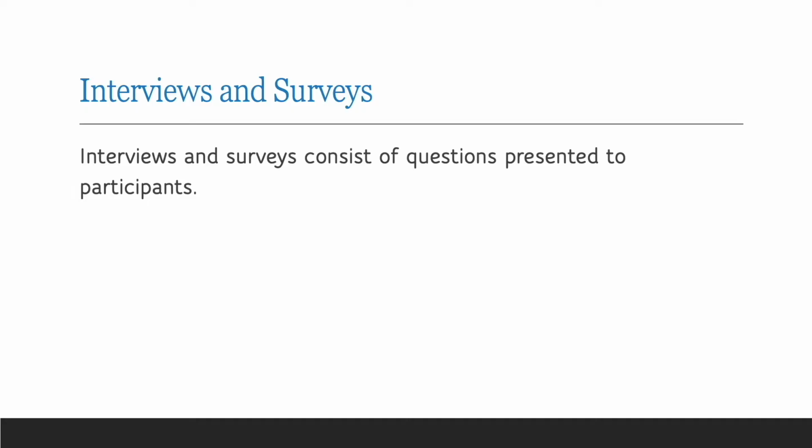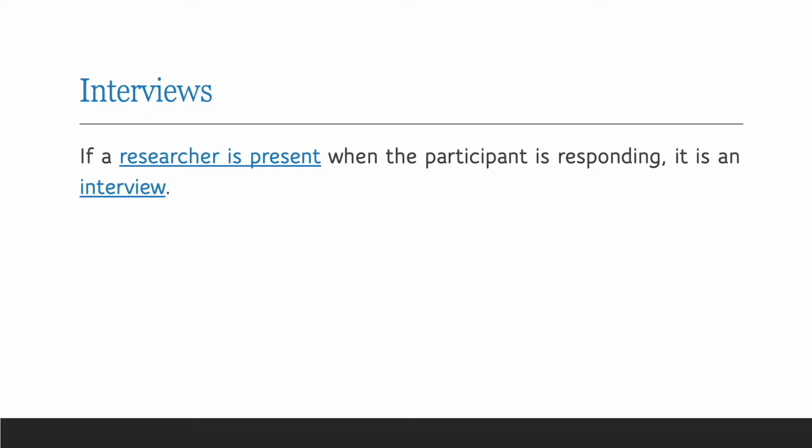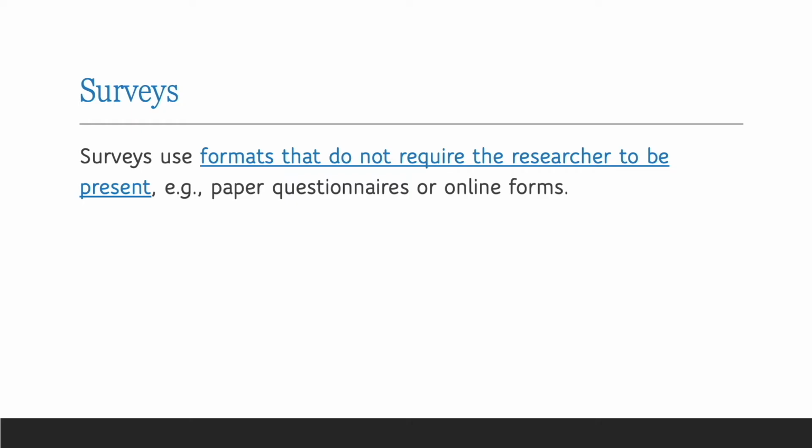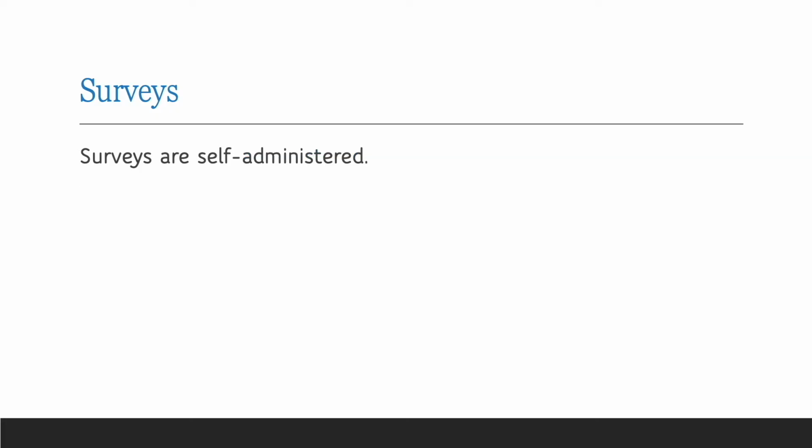Interviews and surveys both consist of questions that are presented to individual participants. To distinguish them, I propose that if a researcher is present, either in person or virtually, when the participant is responding to the questions, it's an interview. If participants respond to questions without the researcher being present, it's a survey. Surveys always then use formats that do not require the researcher to be present. For example, paper questionnaires or online forms.